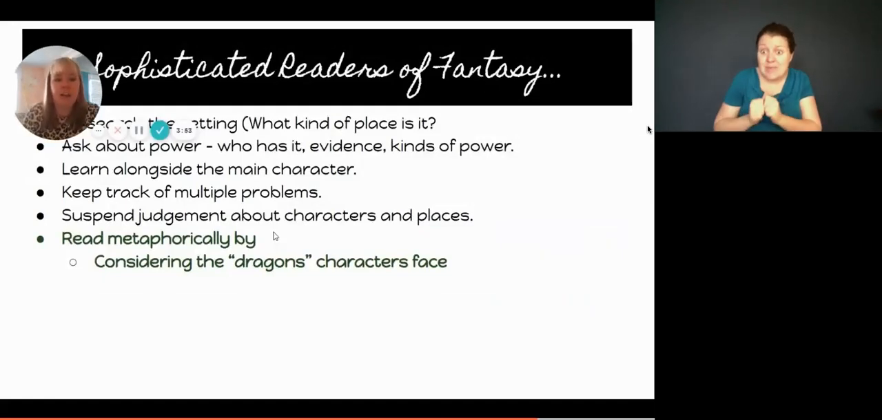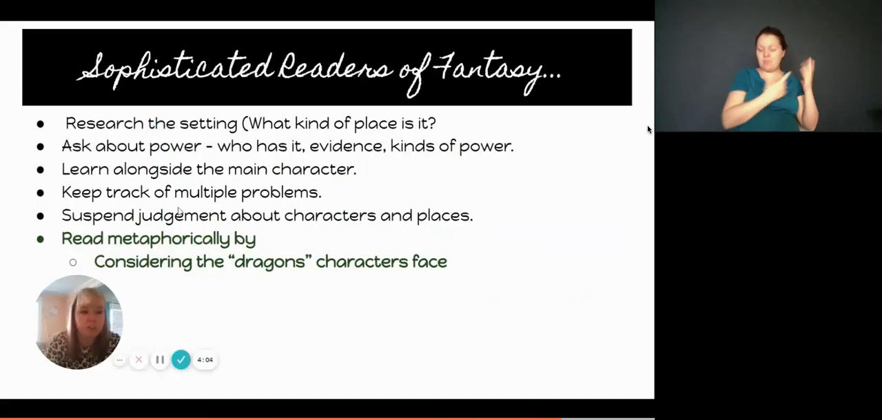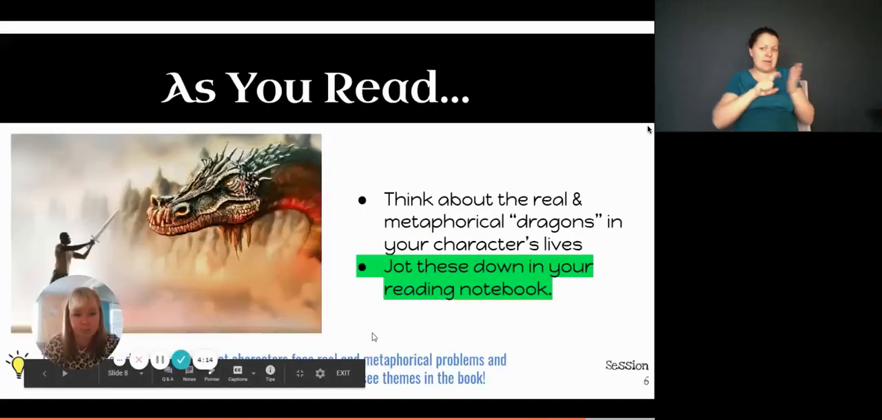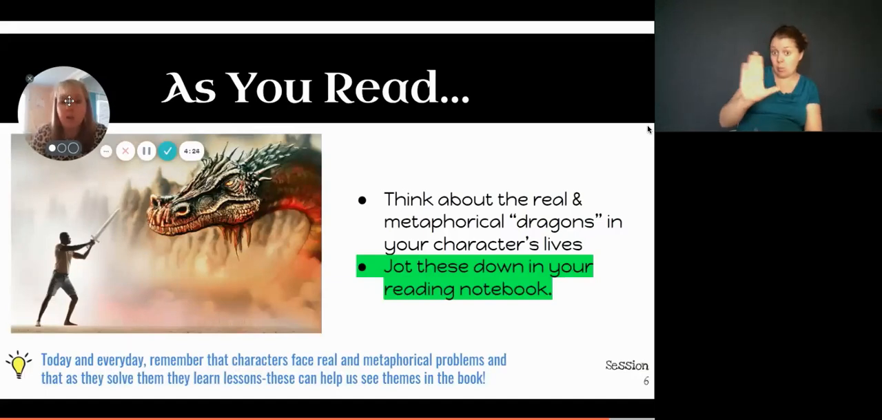So I want you to look at how we have added to our anchor chart of what sophisticated readers of fantasy do. Right? So we've already talked about all these first bullet points, and today we're talking about how we read metaphorically by considering the dragons that characters face. So I want you to think about real and metaphorical dragons in the characters' lives that you're reading about in your books, and jot these down in your reading notebook. And today and every day, remember that characters face real and metaphorical problems, and that as they solve them, they learn lessons, and these can help us see the themes in the book. Happy reading.